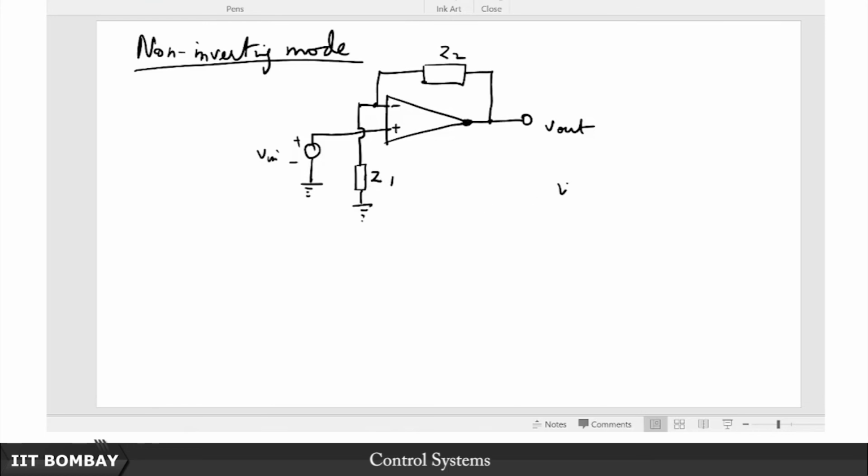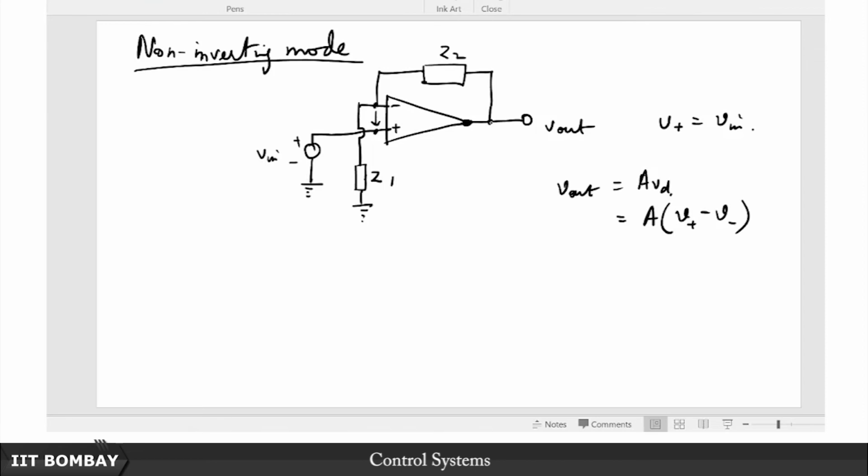So now what can we say? Again we write V out is equal to A Vd. So this is our Vd, but what do we know about Vd? This is nothing but A times, V plus is equal to V in now, because that is the potential at the non-inverting end. What about the potential at the inverting end? So this is going to be V plus minus V minus, but what do we know about V minus now? What can we say about V minus? We'll get to that in a bit.